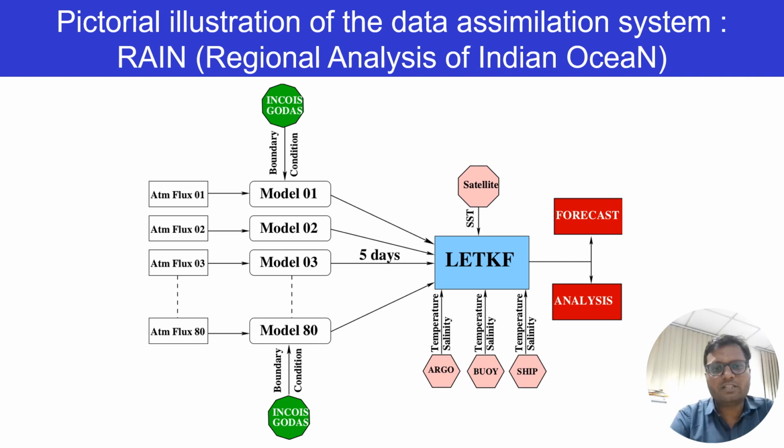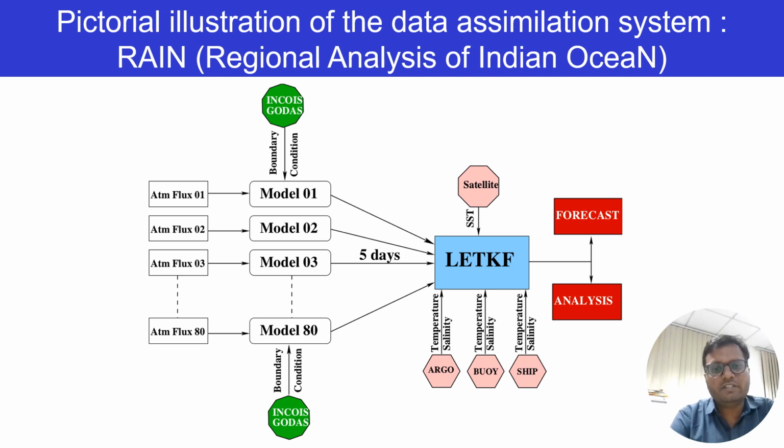A block diagram of the assimilation system is presented here. This is an ensemble based assimilation system. There are 80 members in this system. All the 80 members run in parallel for 5 days, and on the 5th day the observations are assimilated.